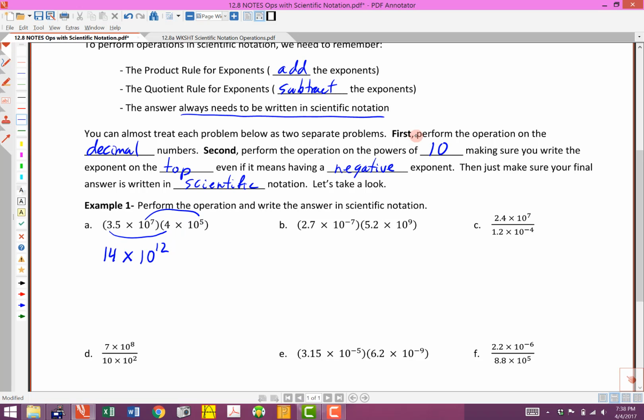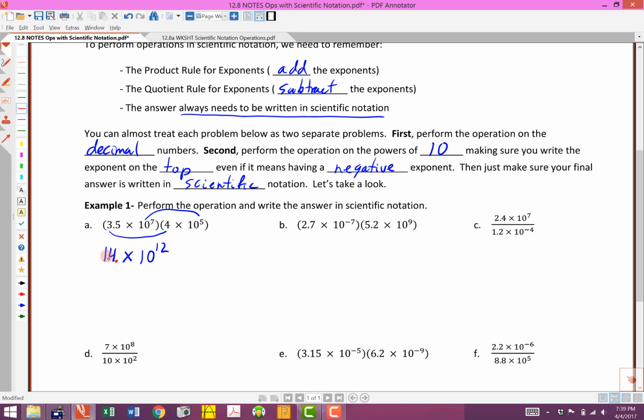So we've taken care of the first operation of multiplying the decimal numbers together, and we get 14. The second thing was we multiplied the powers of 10 together, so we get 10 to the 12th. Now we want to make sure that the final answer is written in scientific notation, and you'll notice that we've got an issue right here. So I'm going to change colors. Right now the decimal is right there. It's 14.0 if you want to think of it that way. Now there are a couple different ways that we can figure out how to remember how to do these, but this is the way I like to do it.